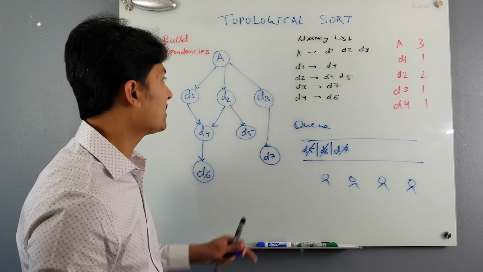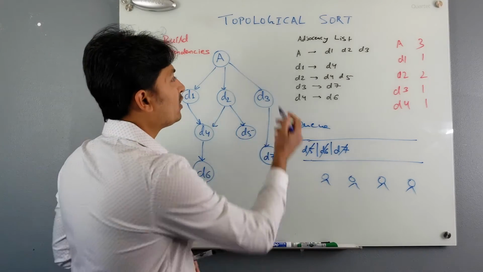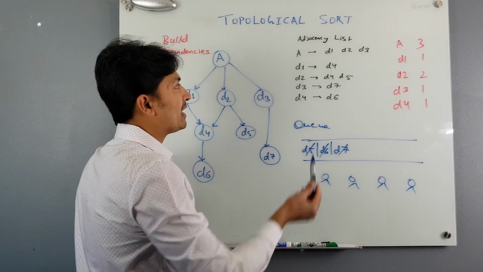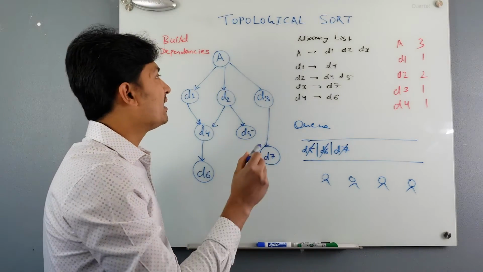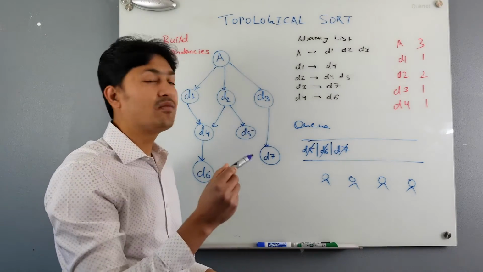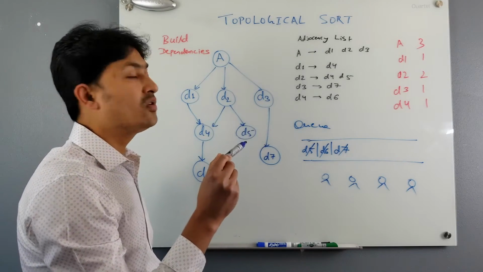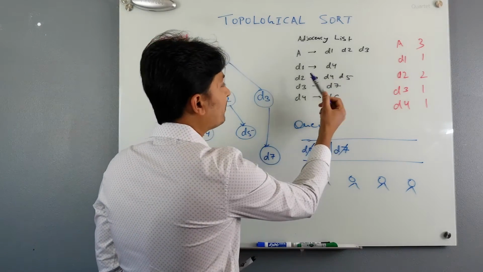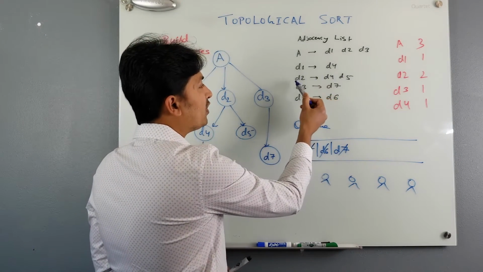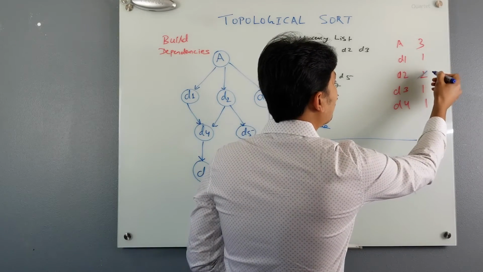So what happens? Once D5 is processed, they will go to the adjacency list and iterate through all the entries, and for any element where D5 was a dependency, the dependency count of that node will be decremented by 1. So here if you see, D5 was a dependency for D2, so you decrement the dependency count for D2, which is 1.